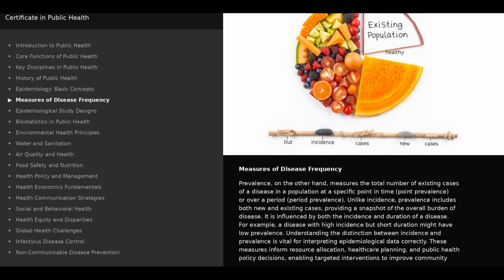Understanding the distinction between incidence and prevalence is vital for interpreting epidemiological data correctly. These measures inform resource allocation, healthcare planning, and public health policy decisions, enabling targeted interventions to improve community health outcomes effectively.